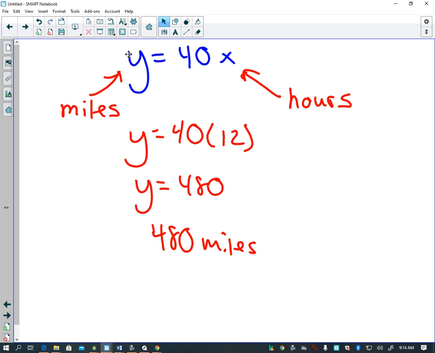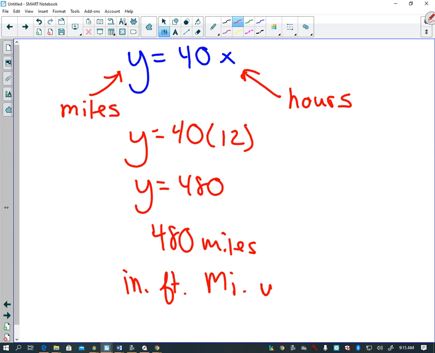Yes, mi will work. You can abbreviate miles. But if you're going to abbreviate something, what should go at the end of that abbreviation? A dot, a period. So if it's mi, it's a dot. If it's inches, it's a dot. If it's feet, it's a dot. Yards, period. Does that make sense?